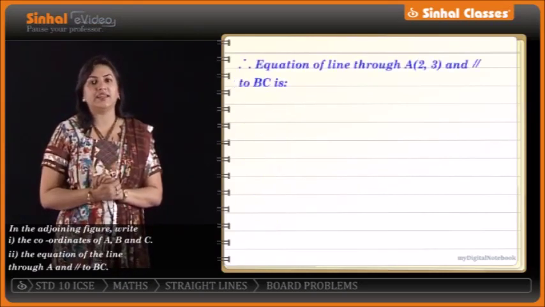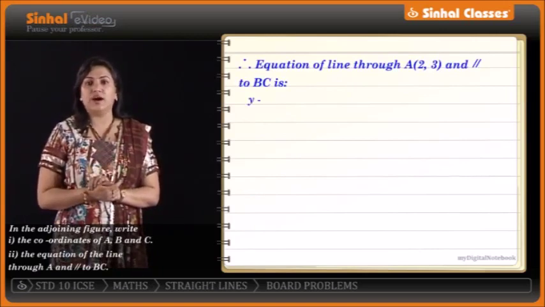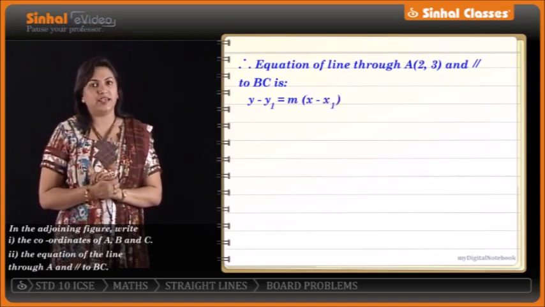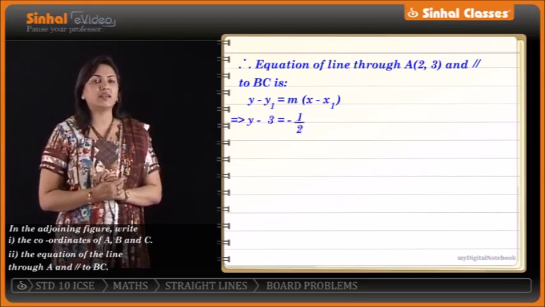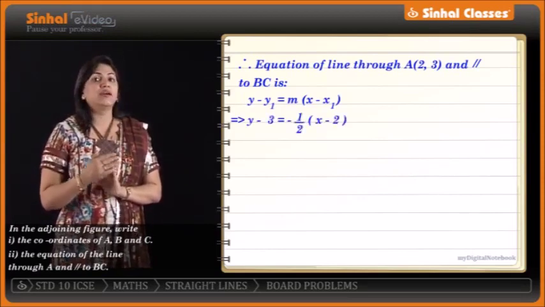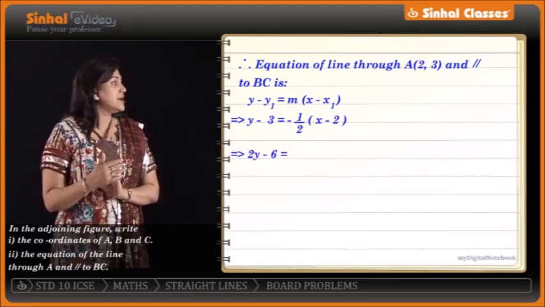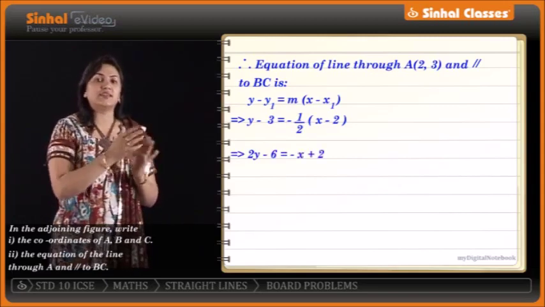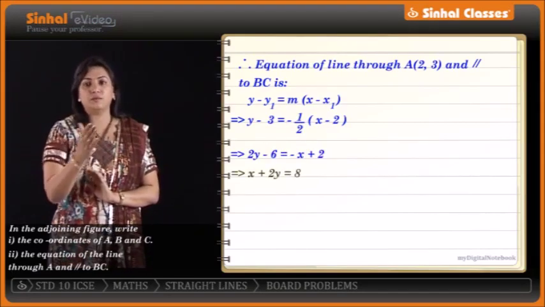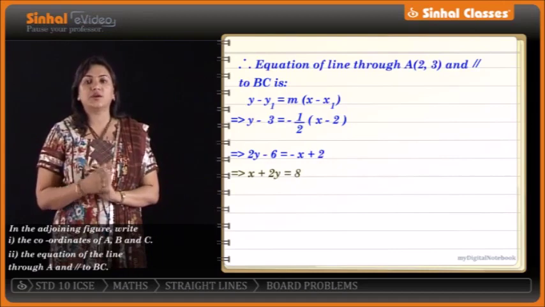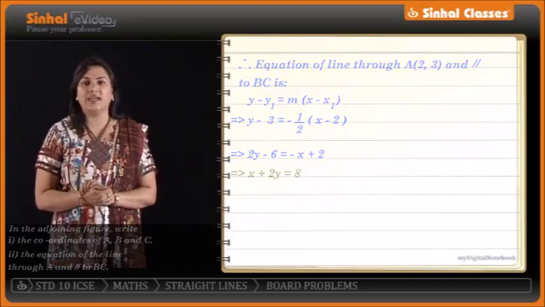Now the equation of the line can be found out by using point slope form, that is y minus y1 is equal to m into (x minus x1). We get y minus 3 is equal to minus half into (x minus 2). Cross multiply, 2y minus 6 is equal to, open the brackets, minus x plus 2. Take x and y's on one side. x plus 2y is equal to 2 plus 6, that is 8. So the required equation of the line is x plus 2y is equal to 8.